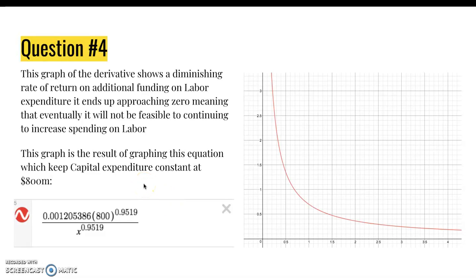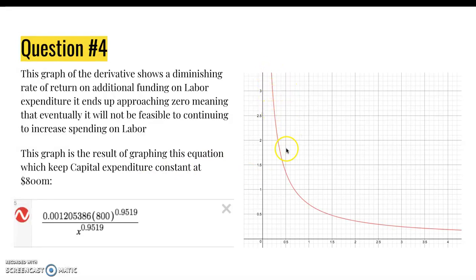So then in question 4, we are asked, we now wish to generalize the behavior of P with respect to L while holding capital expenditure constant. Suppose we hold C equals 800 to be constant. Find P derivative L at L and then 800 million in capital expenditure, and then graph it versus L and describe what happens as L increases.